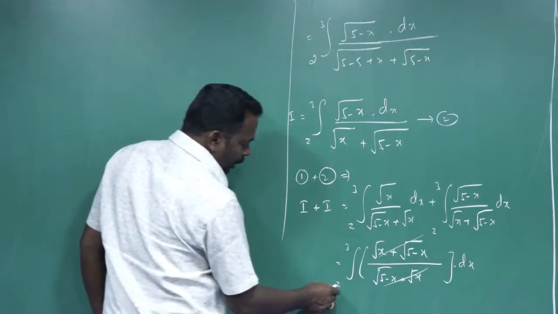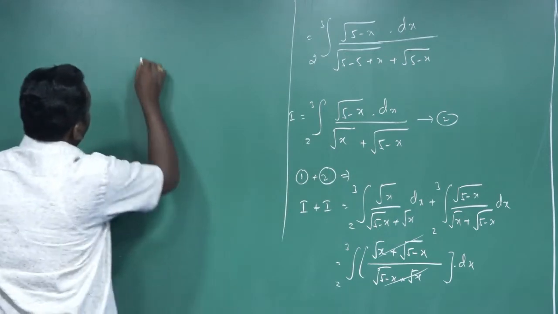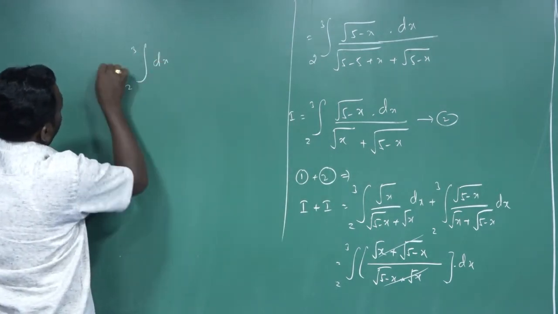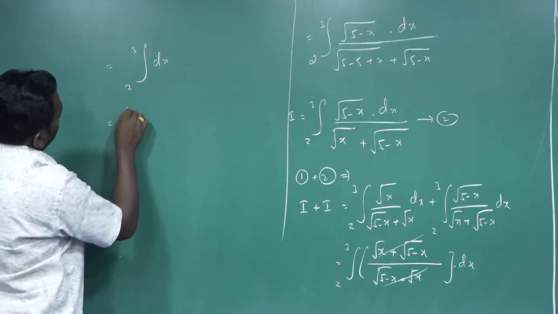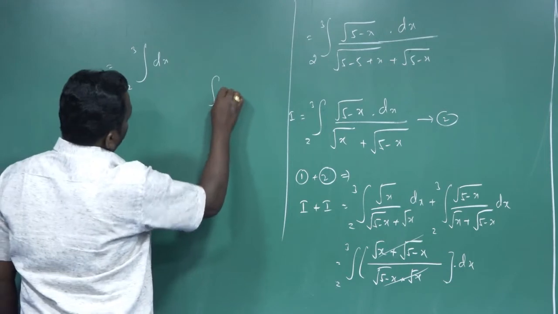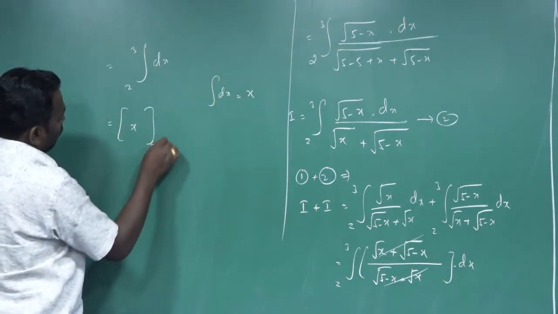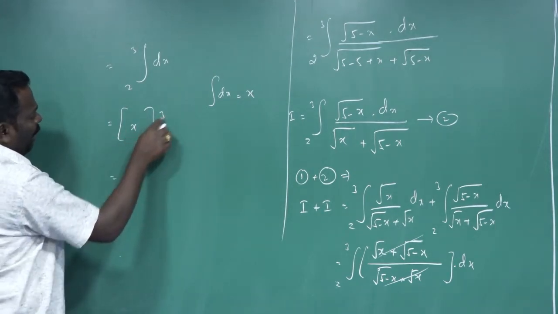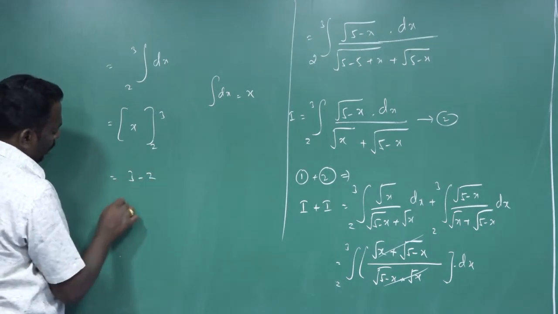Therefore, what is remaining? The integration from 2 to 3 of dx, that is the only thing remaining. The integration of dx is x, with limits 2 and 3. Apply the upper limit minus the lower limit: 3 minus 2, that is equal to 1.